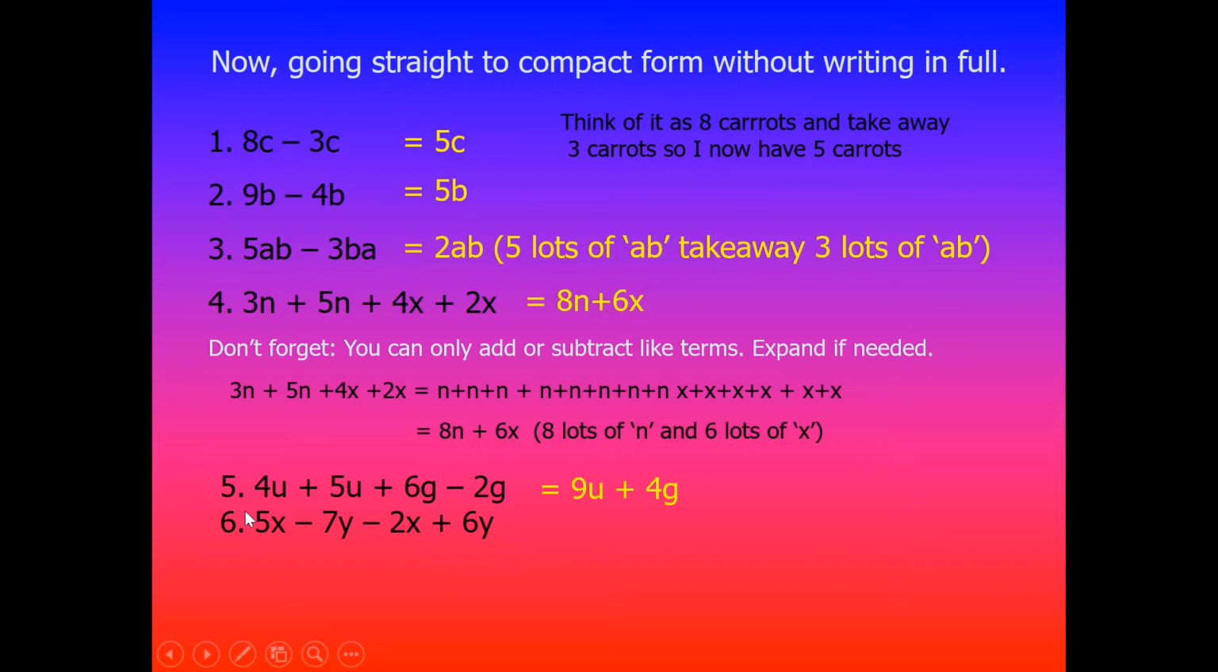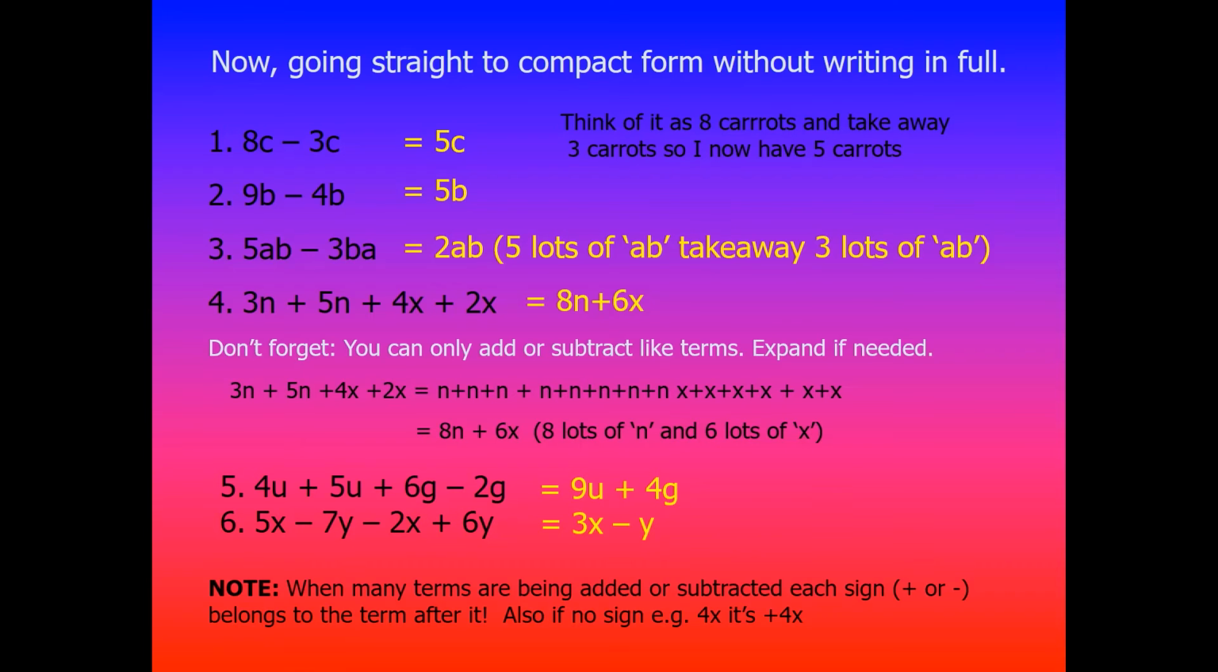So in this case, I have to group the x's together and make sure you go negative 2x. So make sure you go 5x take away 2x, which gives you 3x, and then minus 7y plus 6y. So minus 7 plus 6 is minus y. When terms are being added or subtracted, each sign plus or minus belongs to the term after it. Also, if no sign is there, for example 4x, we know it is plus 4x. So these are some things that you need to know before you start combining like terms.